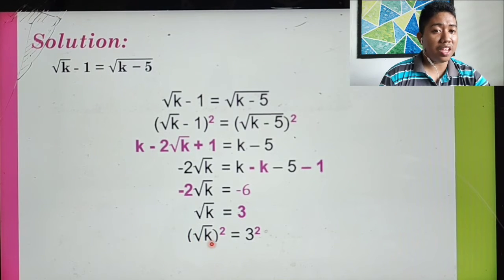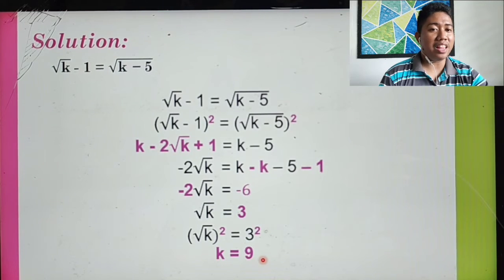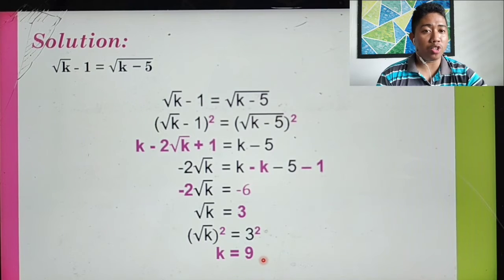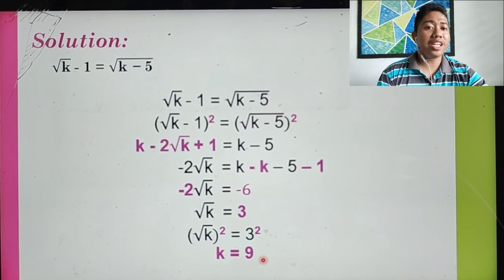So the square root of k squared is equal to 3 squared. So the value of k is equal to 9, and that is one of the solutions to the given equation. So let's find out if the equation is true.